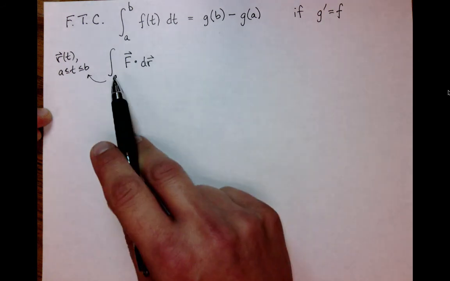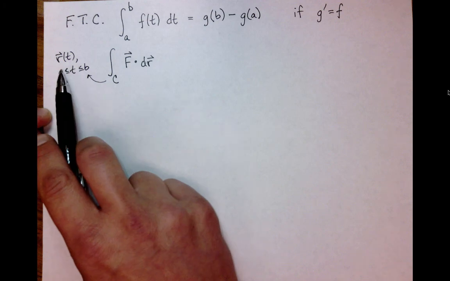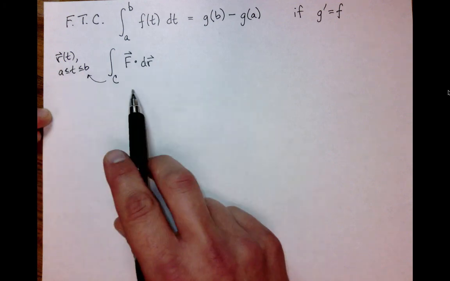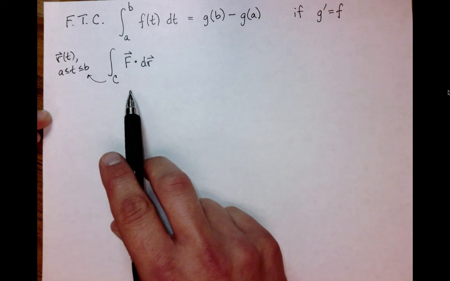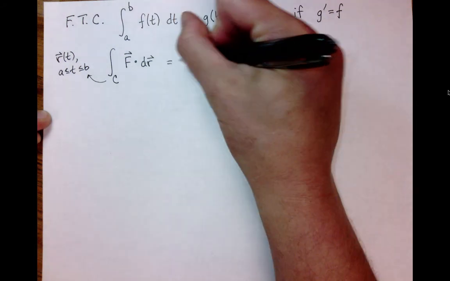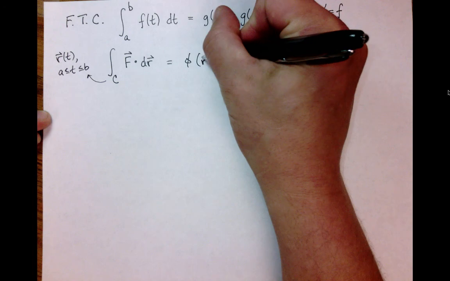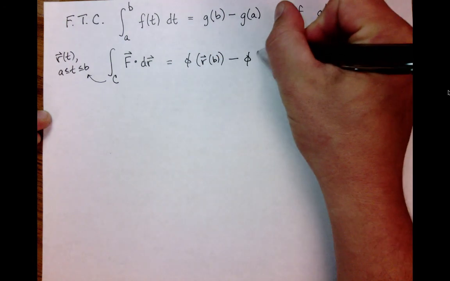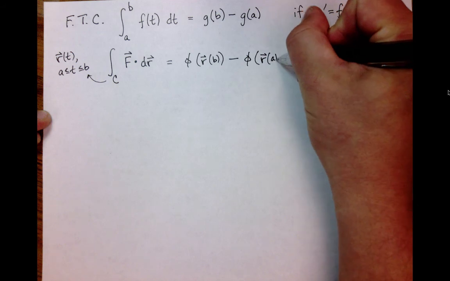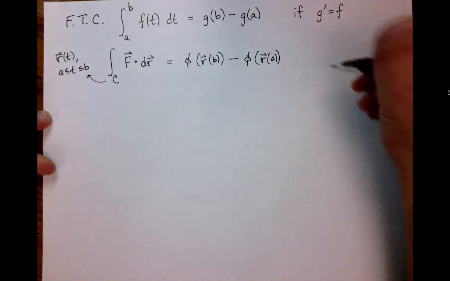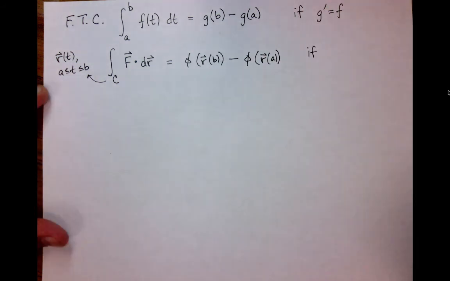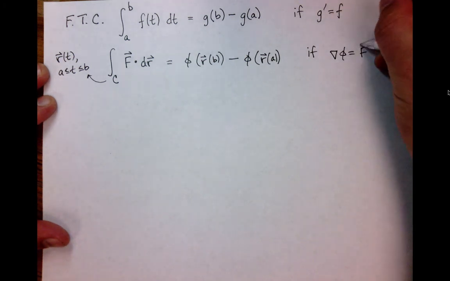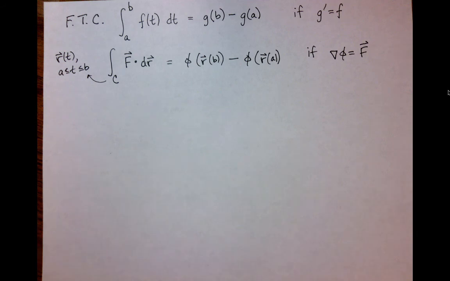Okay, so now we have a similar statement for a curve, r of t, call that the curve C. The line integral of f dot dr over that curve is some function phi at the final point minus phi at the initial point, if phi is an antiderivative of the vector field f, which we interpret now as the gradient of phi equals f.